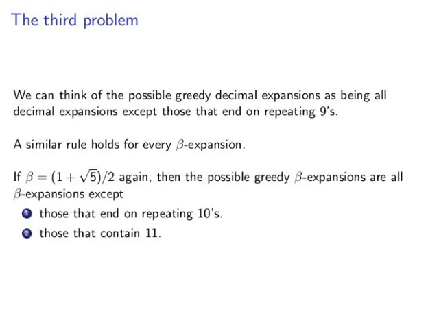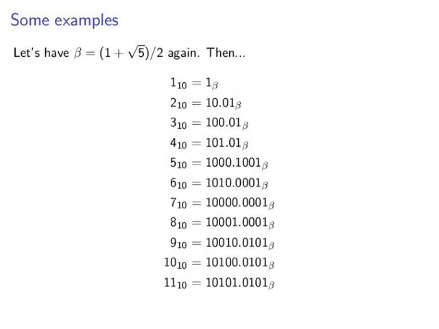If, say, beta is the golden mean again, then the possible greedy beta expansions are all the beta expansions except those that end on repeating 10, that is 10, 10, 10, and so on, or those that ever contain 11. And that's it. Let's see this in action. Let's consider beta to be the golden mean again. Then here we have the list of numbers from 1 to 11, but written as their beta expansions. As we can see, we never end on this repeating 10, and we can never have 11. This rears its head if we look at the numbers 6 and 7.